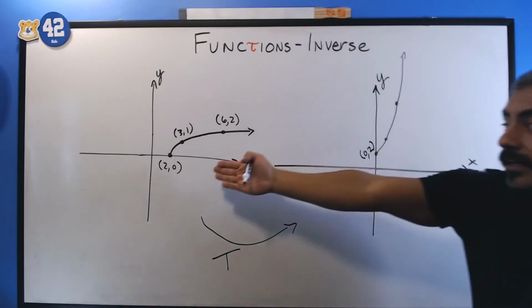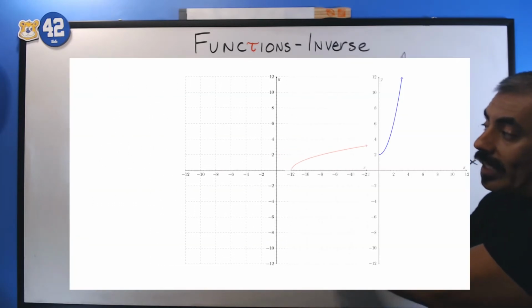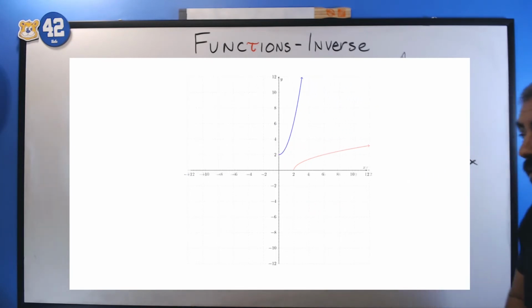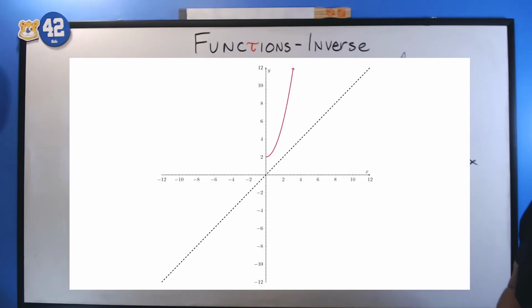And if you take a look at these graphs and we merge them, we can clearly see that the line y equals x clearly separates these two. And if we fold along this line, we have exactly what we have on the top half as we have on the bottom half.